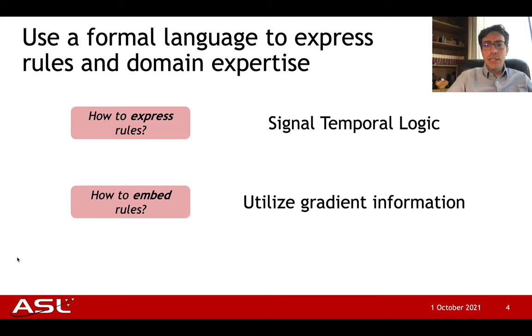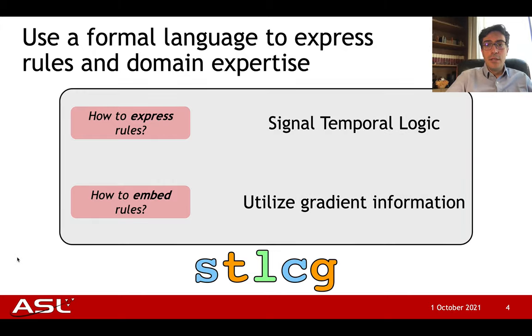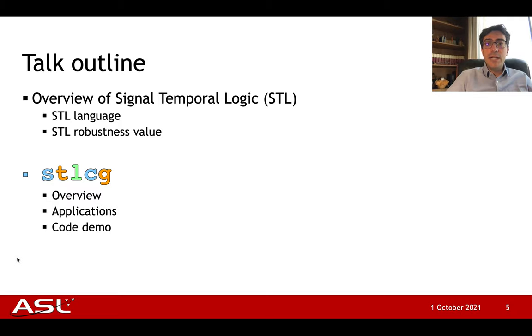In this context, the STLCG toolbox leverages modern automatic differentiation tools by expressing STL robustness formulas as computation graphs. This provides an easy and efficient way to incorporate STL into many types of robot algorithms, from model predictive control to deep learning. For the rest of this tutorial talk, my collaborator, Karen Leung, will give a short overview of signal temporal logic and will introduce STLCG, applications of STLCG, and some code demo on how to use it.